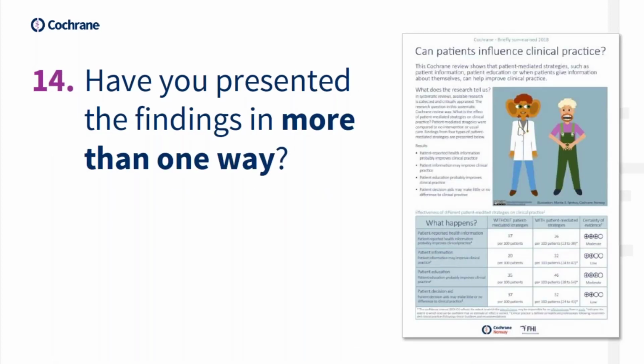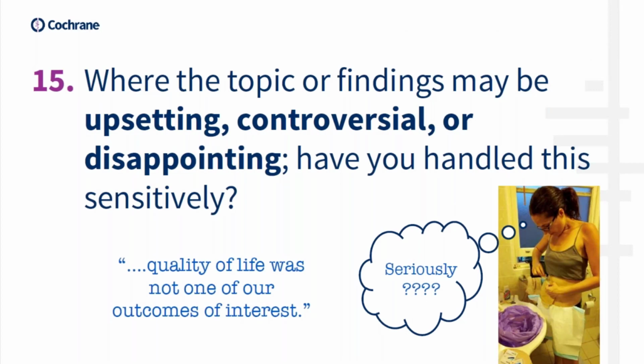Item 14, have you presented the findings in more than one way? So in this particular example, we're presenting the results both in terms of words and in a table using numbers. And this allows people, on the one hand, to choose which type of presentation format they prefer, but it also lets people check whether they've actually understood the results correctly. Item 15. Again, quite a big topic, and not something we can do justice here, but where the topic or findings may be upsetting to your reader or controversial or disappointing, have you handled this sensitively?